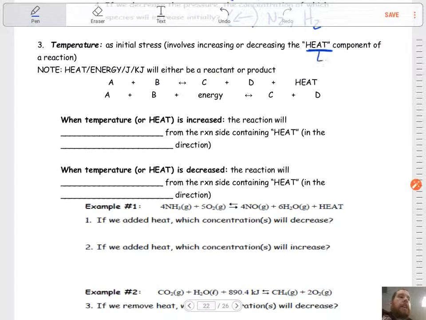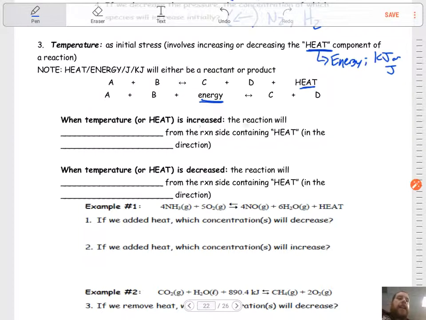So heat could be symbolized as heat. It could be just called energy. It could be a numerical value that has a kilojoule or joule unit as well. So notice here in this one, here and there is what it looks like in those two reactions, but it could be something else. It could be a numerical value as well.